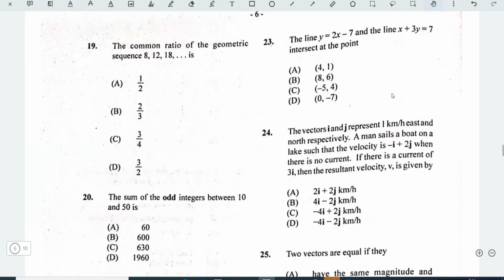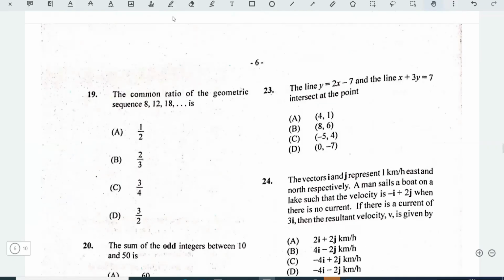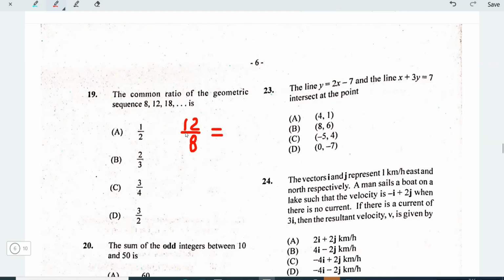Question 19 says, find the common ratio of this geometric progression. The common ratio is the second term divided by the first term. So it's 12 divided by 8. That's the common ratio. 12 over 8 actually simplifies to be, what is 12 over 8? 4 over 3, or is it 3 over 2?